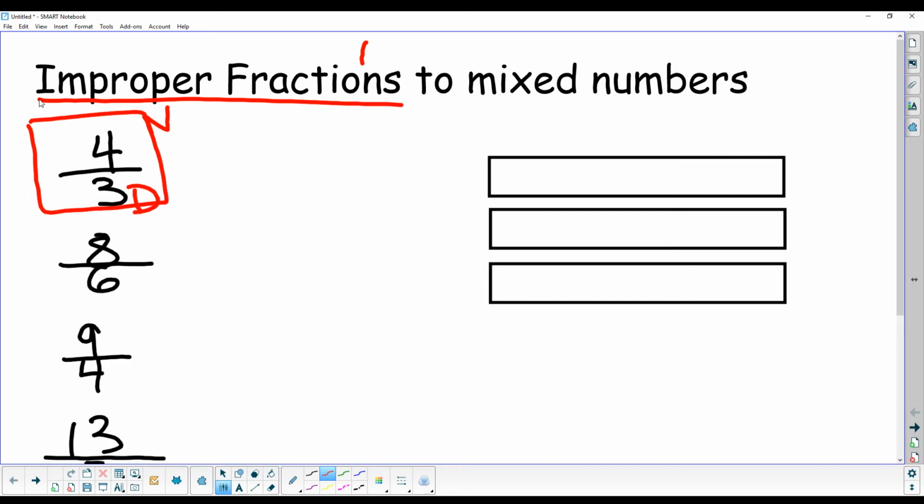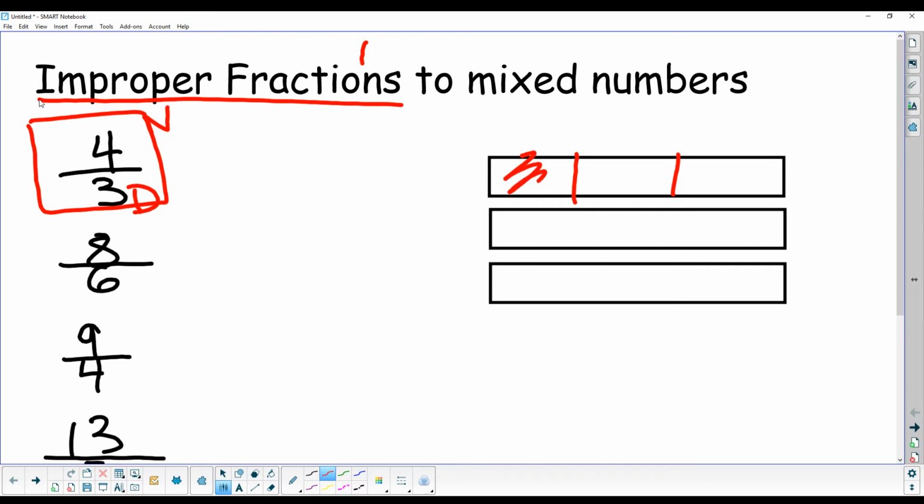So if I were to think about what my denominator means, it means that it's telling me how many pieces my whole is broken into. So here my denominator is 3. So it's saying that my whole is broken into 3 equal pieces. My numerator tells me how many of those pieces I have. So here I have 4 pieces.